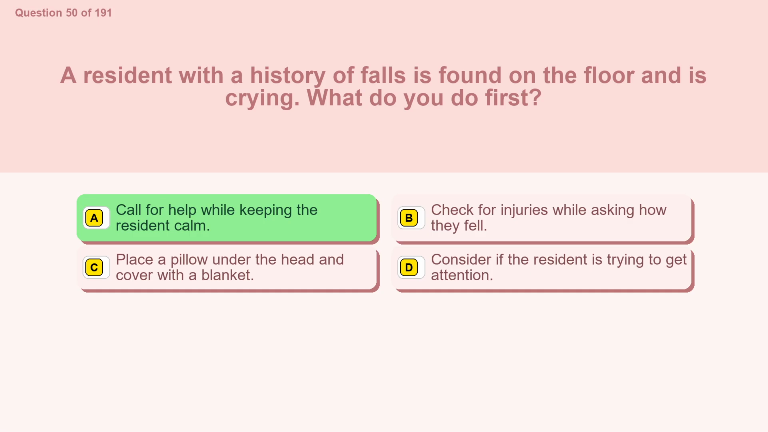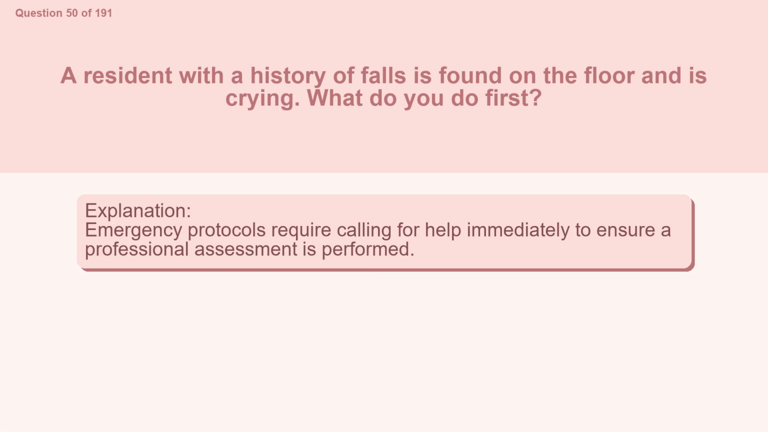The correct answer is option A. Call for help while keeping the resident calm. Emergency protocols require calling for help immediately to ensure a professional assessment is performed.